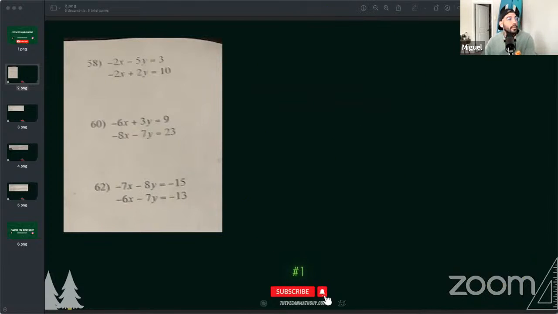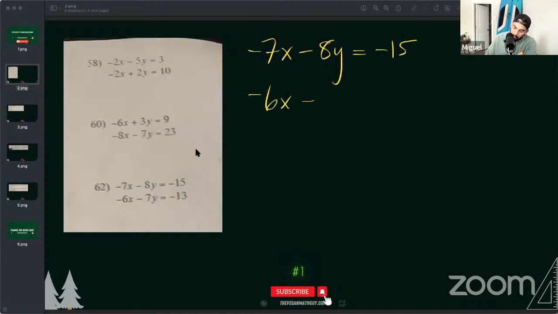Awesome. All right, guys. Let's go to the last problem on this slide. So -7x minus 8y is equal to -15. -6x minus 7y is equal to -13. Once again, I have a problem where I can't just multiply the top equation or the bottom equation by something. I have to do it to both. So let's see, what should we cancel out? Should we do the x variable or the y variable?